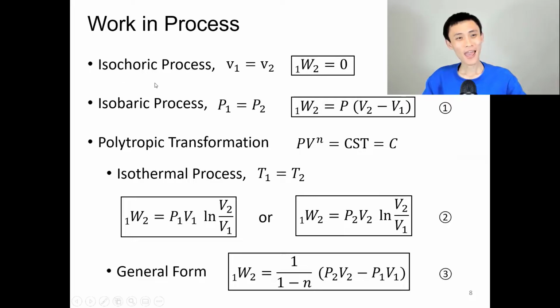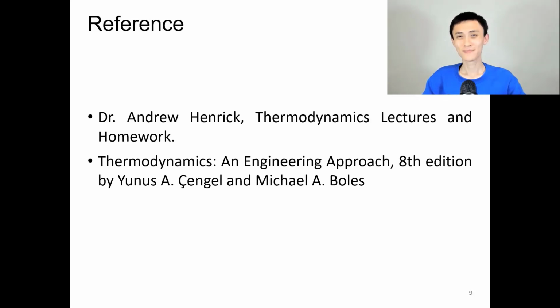As a review, if it's an isochoric process, no work done. If it's an isobaric process, it's our formula 1, P times (V2 minus V1). If it's an isothermal process, this is the work done. We denote this as formula 2, which is P1V1 natural log V2 over V1, or P2V2 times natural log V2 over V1. And if it's a general polytropic transformation, then we use formula 3, which is 1 over (1 minus N) times (P2V2 minus P1V1). All right, this is all we have for today's part.